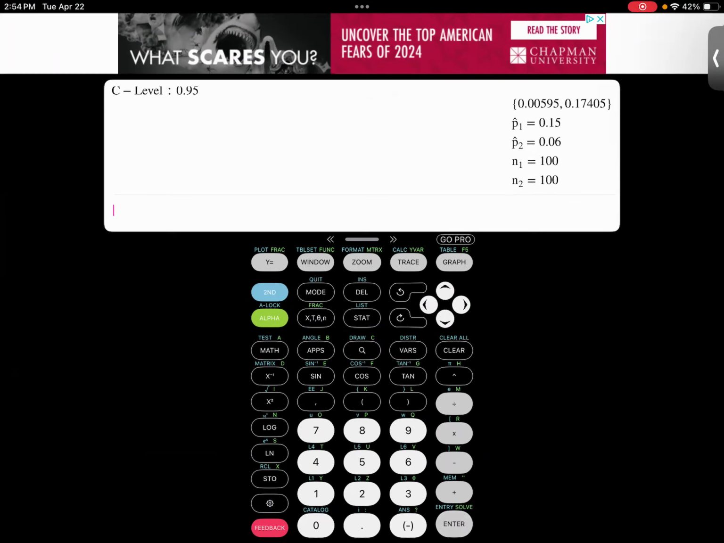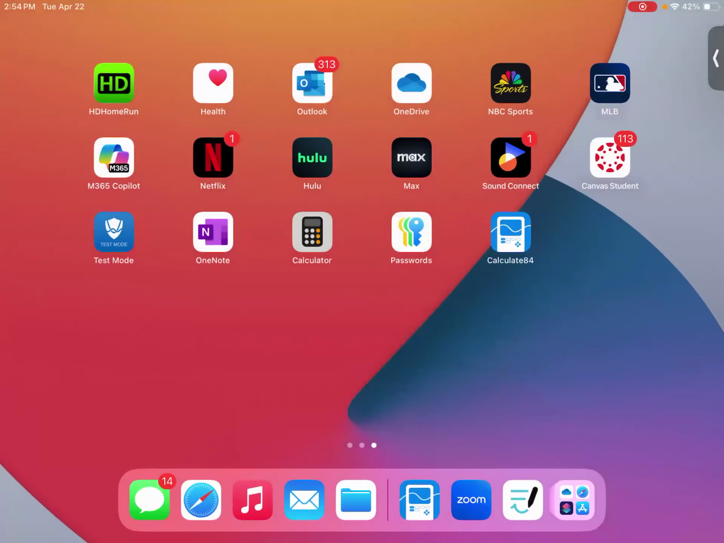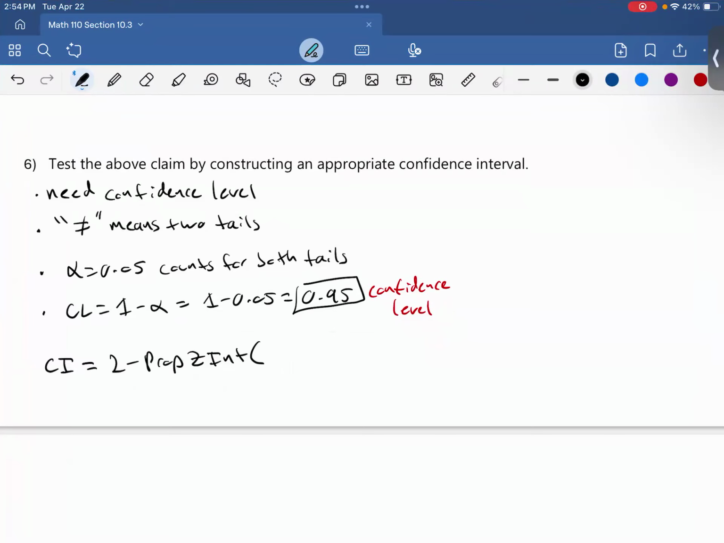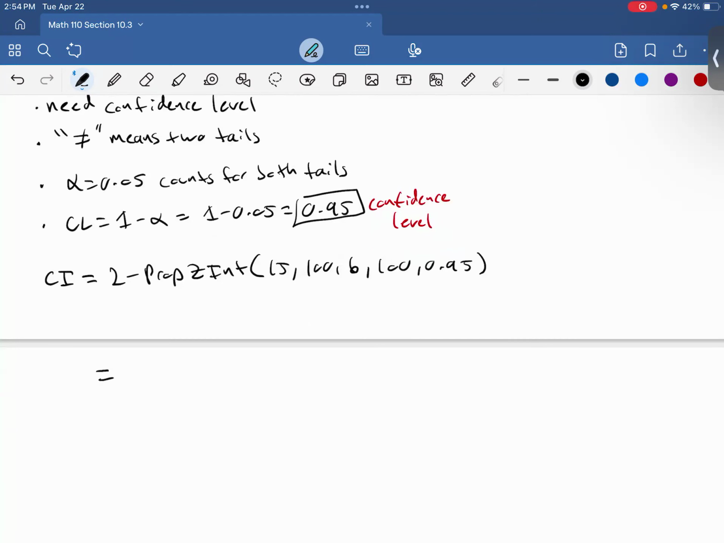We get 0.00595 and 0.17405. Let's go ahead and write that down. To finish our calculator work: 15, 106, 100, and 0.95. What we got was 0.00595 less than P1 minus P2, since we're comparing the proportions, less than 0.17405. So this is our confidence interval.